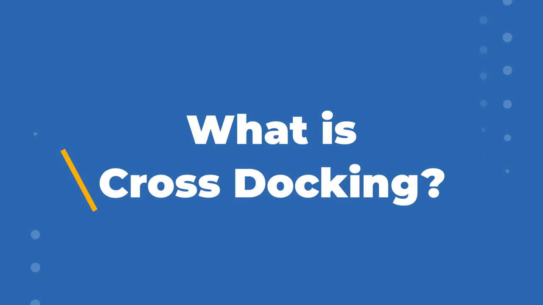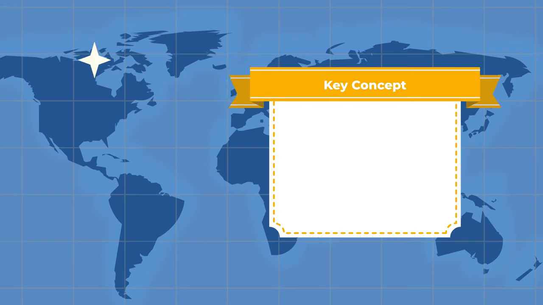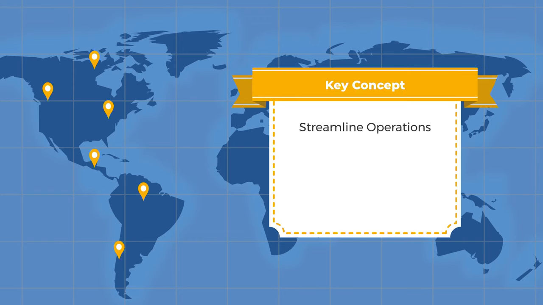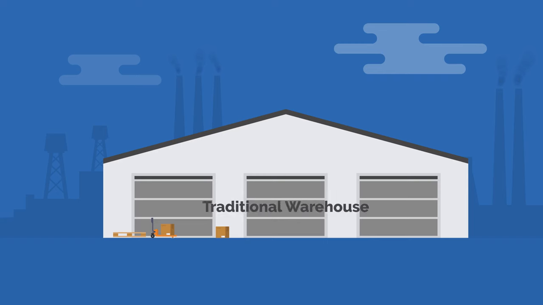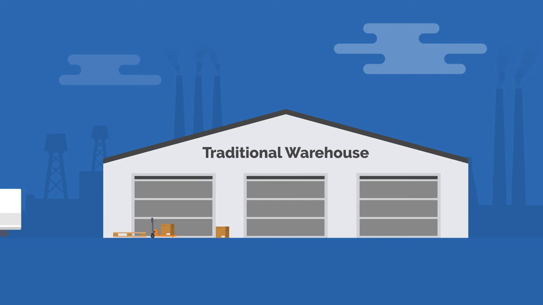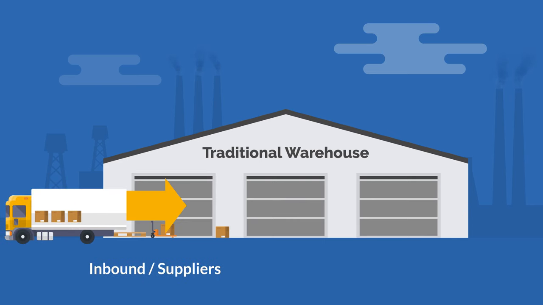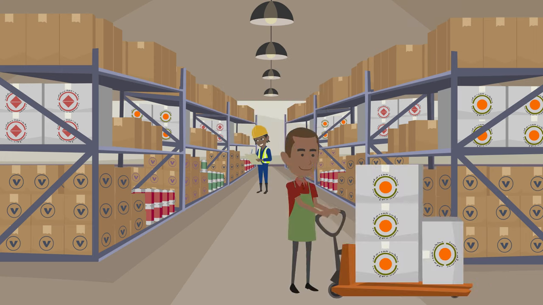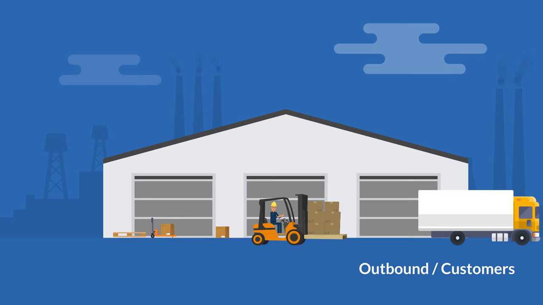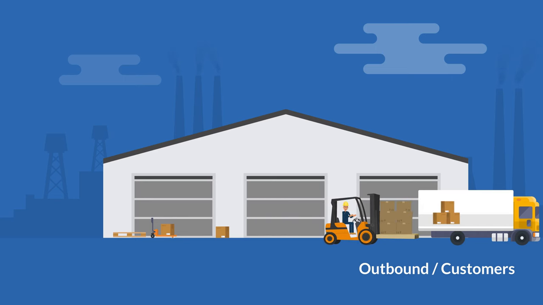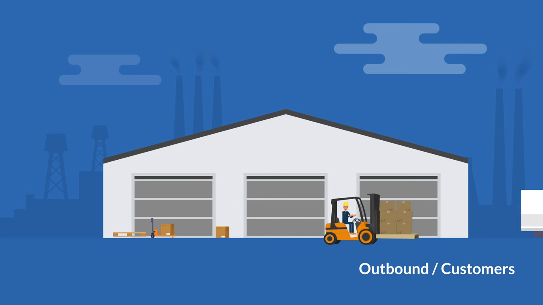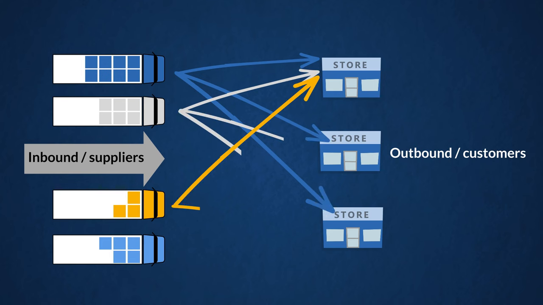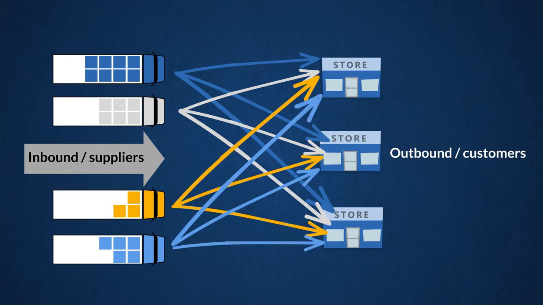What is cross-docking? It's a key concept in supply chain management that can help streamline your operations and save time and money. In a traditional supply chain that does not utilize cross-docking, you receive goods from suppliers, store them in the warehouse, and then pick and pack orders for outbound shipping to retail stores or end users. This creates a complex and time-consuming supply chain network with multiple suppliers delivering to multiple different retail stores.